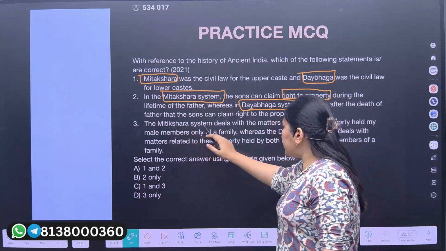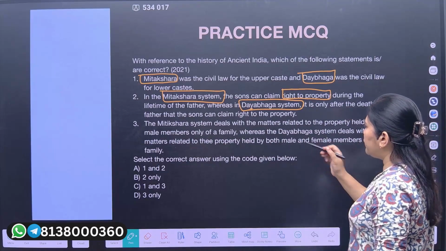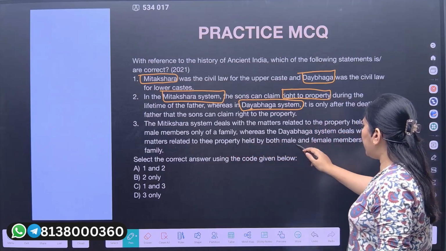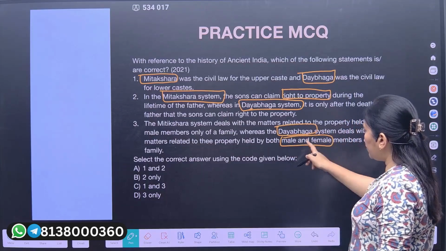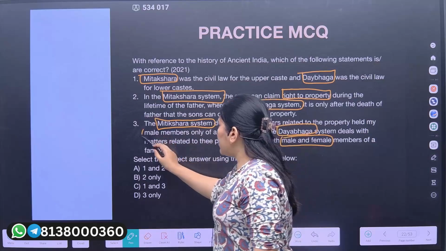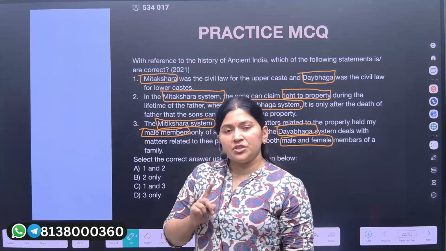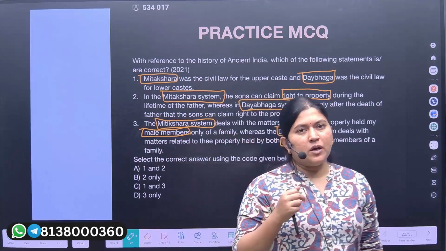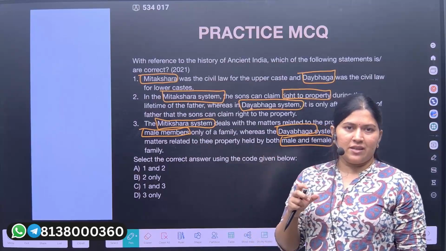Okay, now the Mitakshara system deals with matters related to the property held by male members only of the family, whereas the Dayabhaga system deals with matters related to the property held by both male and female. So Dayabhaga consists of the rules that are applicable to the male and the female, and the Mitakshara system consists of the rules that are applicable only to the male members of the family. So here you need to know the difference between the Mitakshara and the Dayabhaga systems. Now if you don't know this system, it might sound very difficult for you, but if you read those texts, it's quite easy, quite graspable for you.